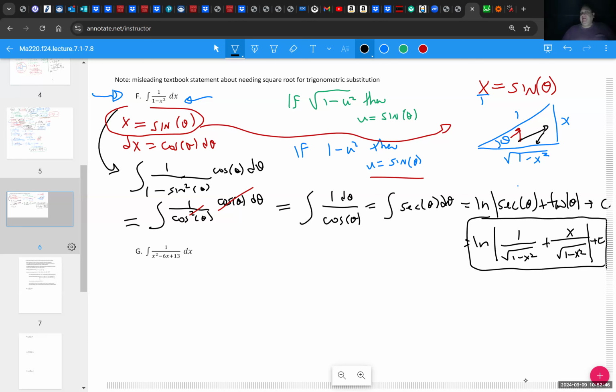No square roots necessary in the original problem in order to do it. We did the trigonometric substitution. We ended up with this new integral, which was much easier to do than the old integral, the old integral of 1 over 1 minus x squared.